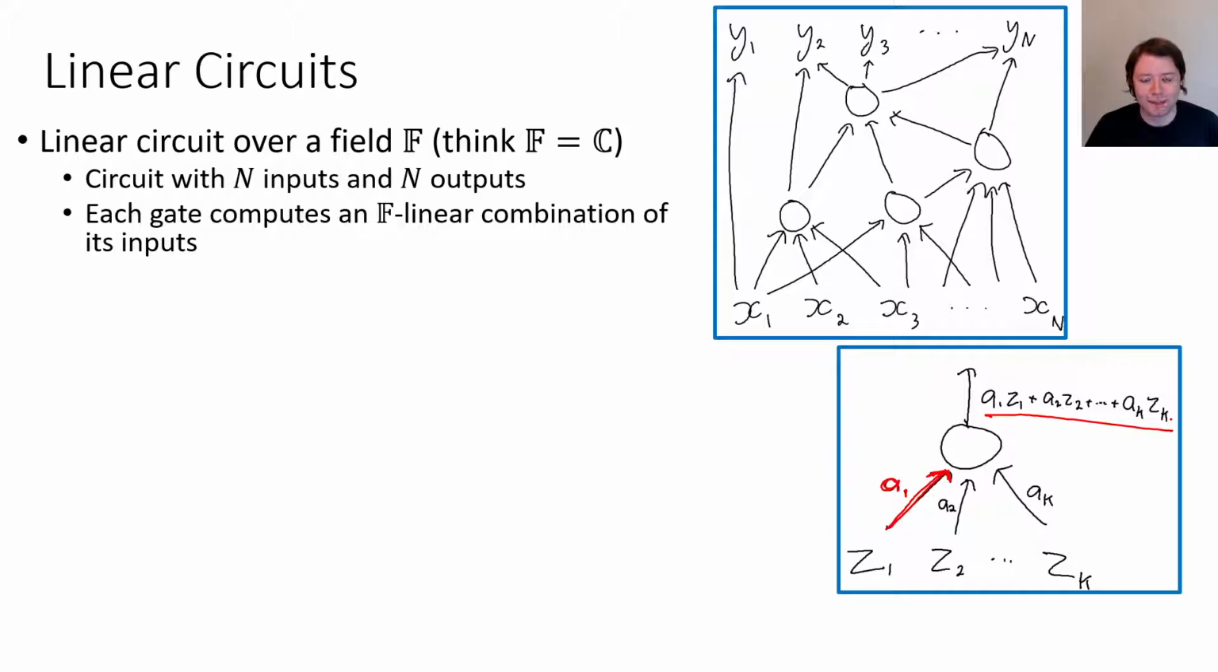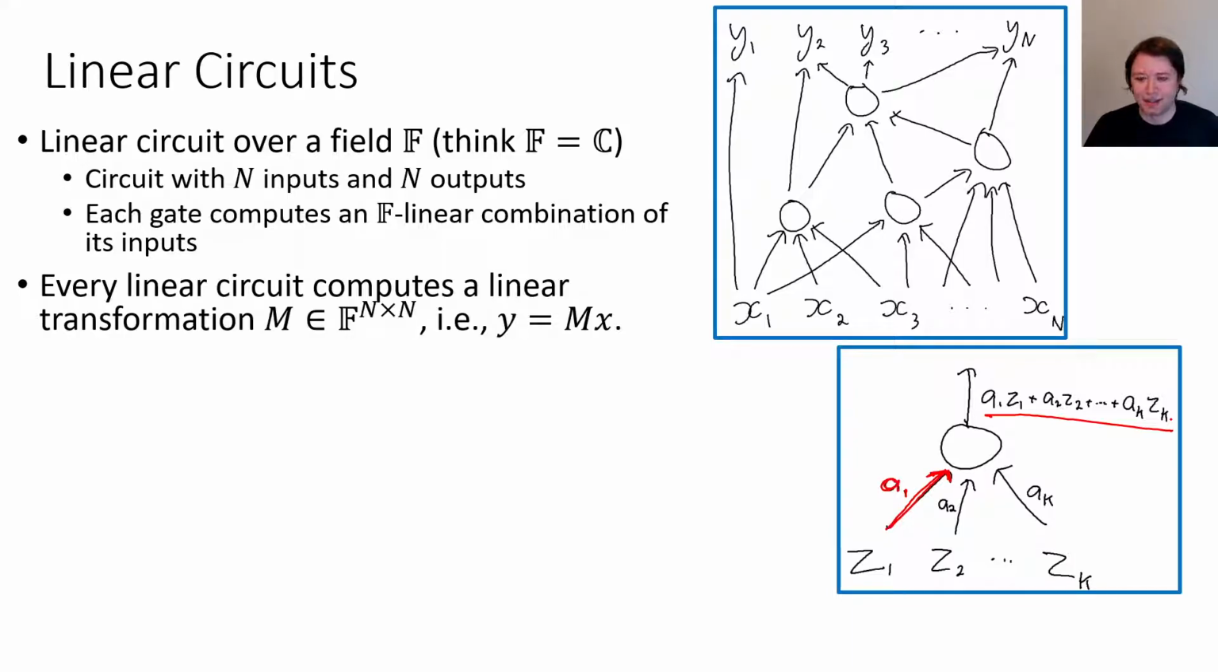So each gate computes a linear combination of its inputs. And in particular, because of that, all the outputs are also going to be linear combinations of the inputs. So every linear circuit computes a linear transformation. You can think there's an n by n matrix M such that the outputs y are going to be M applied to the vector of inputs x.